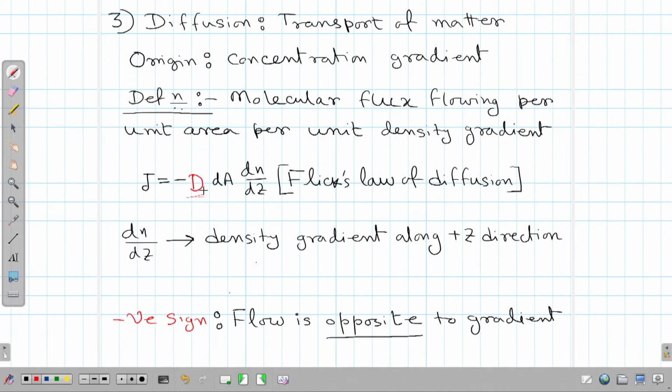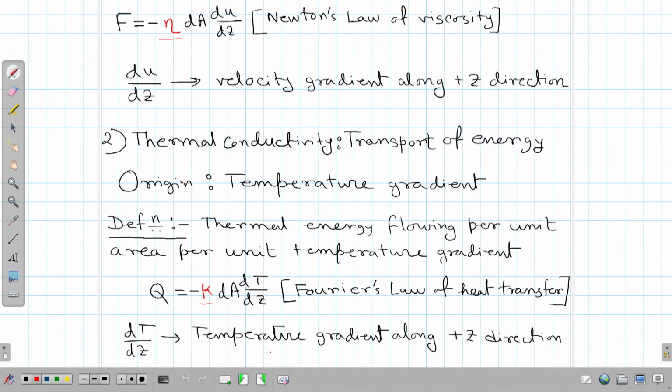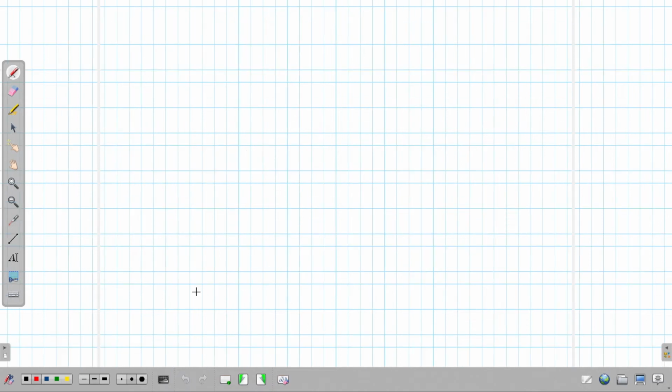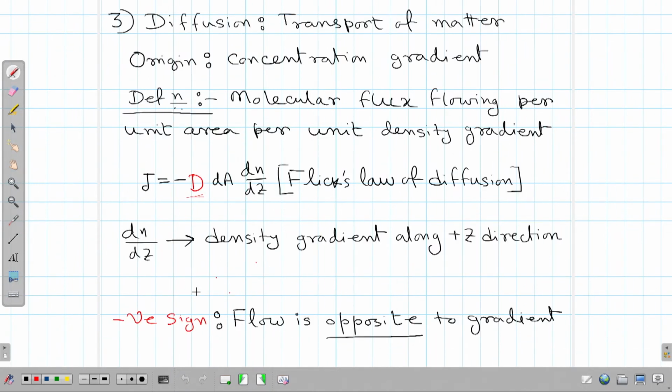Now, you notice that in all the definitions there is a negative sign. In here there is a negative sign, in here there is a negative sign, here there is a negative sign. Now, what does it mean? This negative sign means the flow is opposite to the gradient.